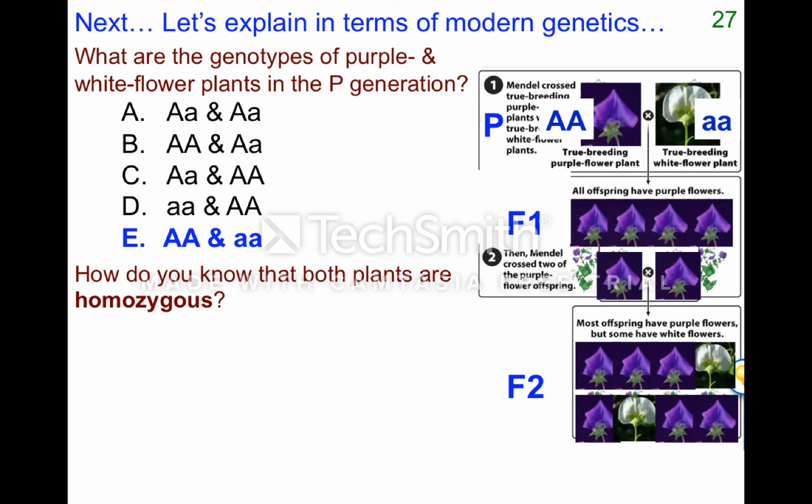So how do you know that both plants are homozygous? Think about that. Pause now. Coming back, it's because they're pure breeding. We said at the beginning that this is a true breeding or pure breeding purple flower plant. In order to be true breeding, it must have only one allele, so we never have something else appearing.